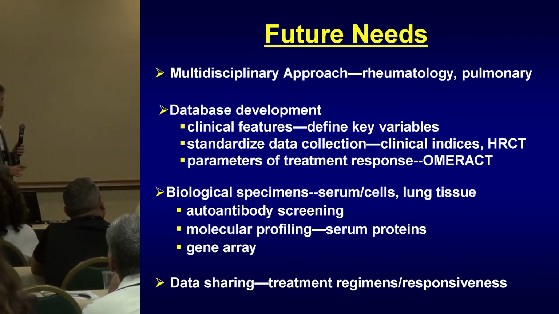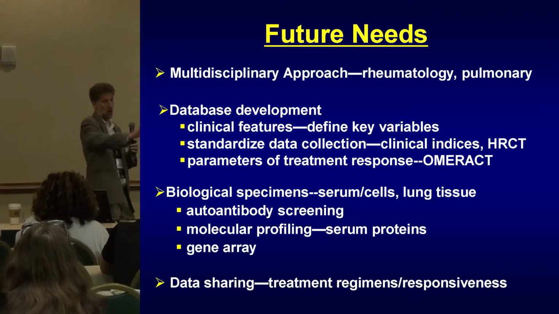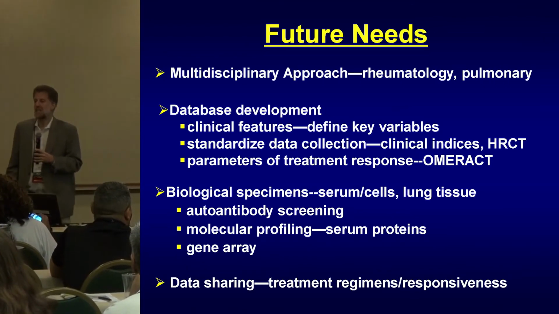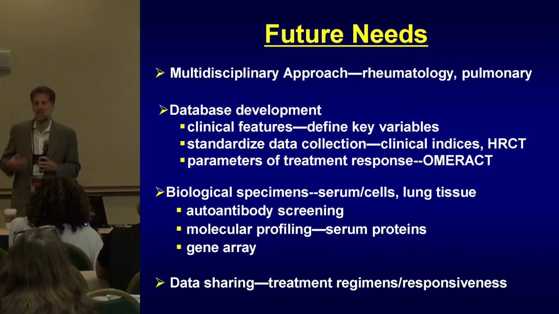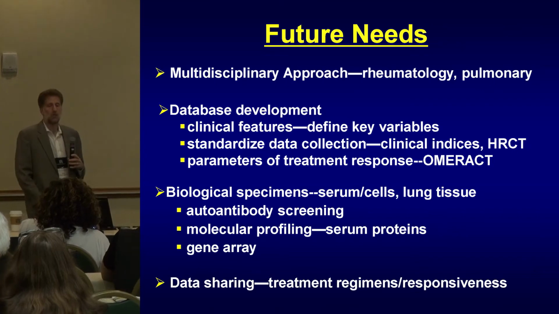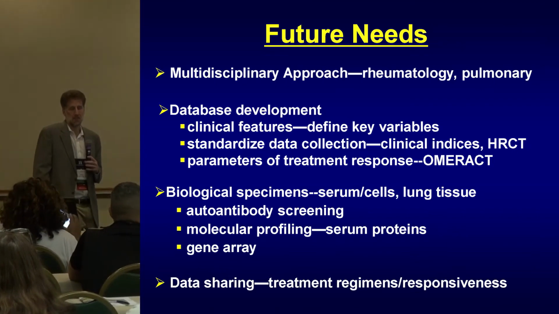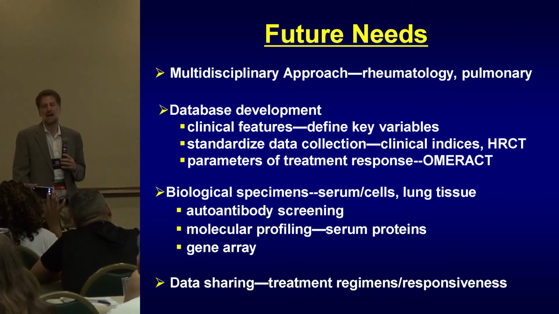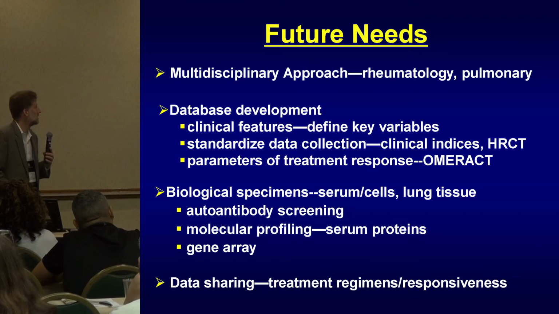So just one or two more slides, and then we'll open everything up for discussion. What do we need, at least this is my opinion now, in the future to improve our understanding of lung disease in the setting of myositis and come up with better treatments so that we don't have to talk about things like lung transplantation?